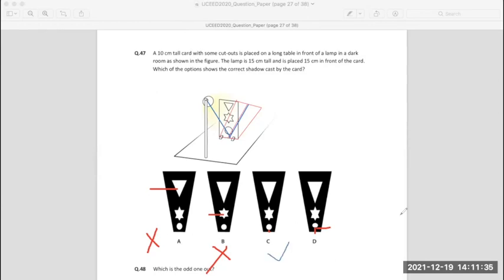Is that clear? Students? Yes. Anybody who wants to place any point?